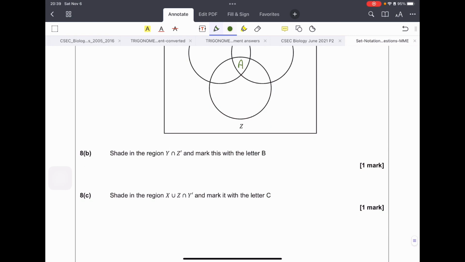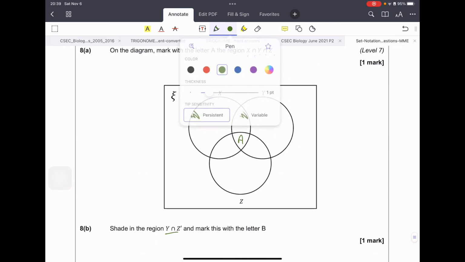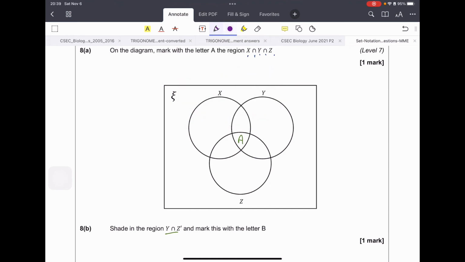Oh, actually, we have two more parts. Y intersect Z prime. Okay? So, Z prime, everything that's not in Z. Let's find where Z is. Z is here. So Z prime is everything that's not in that shaded region. Okay? Everything else that's not in the purple. And Y, let's find Y. Y is over here. Okay? So we want Y intersect Z prime.